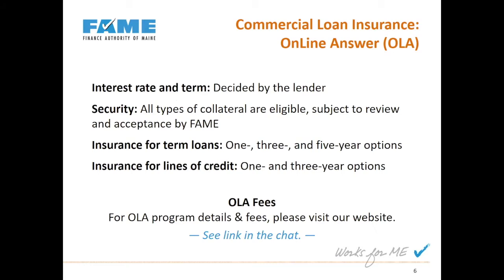So based on the structure of your loan for OLA, the interest rate and term are decided by the lender. Security, all types of collateral is eligible, subject to review and acceptance by FAME. Insurance for term loans, you can have the insurance for 1 year, 3 years, or 5-year options. And then insurance for lines of credit, 1 and 3-year options. OLA fees, we're going to provide a link to our website so you can get more detailed information about the OLA fees. And then there's also a detailed fee chart there as well.